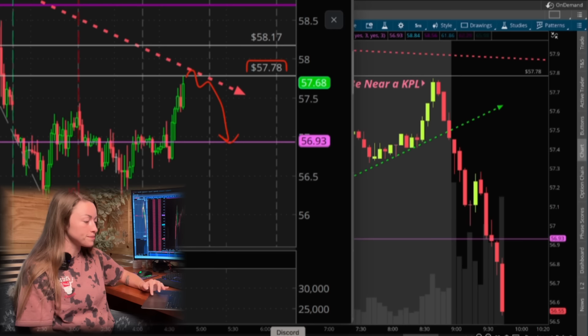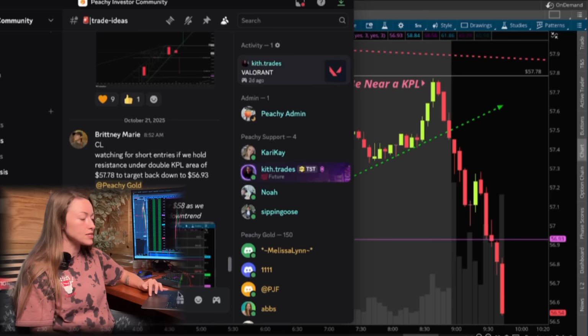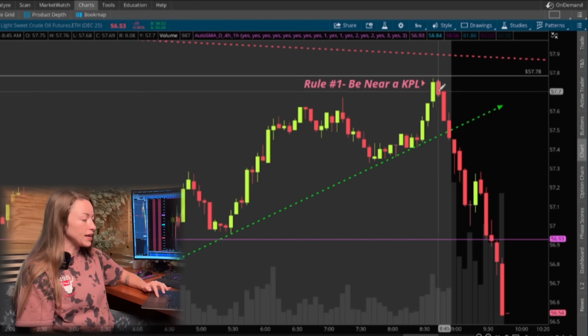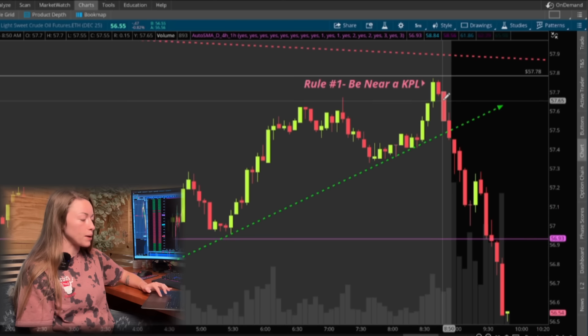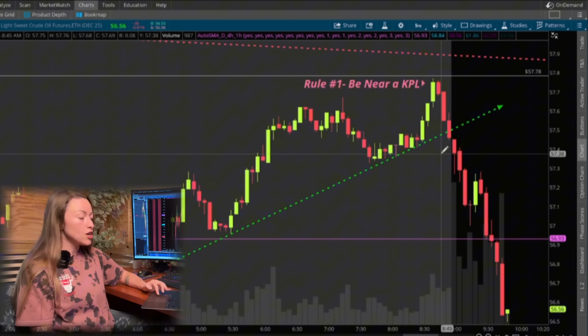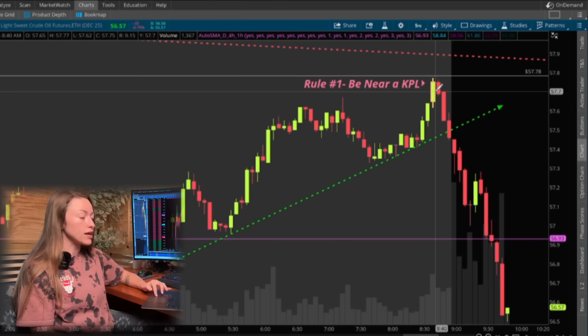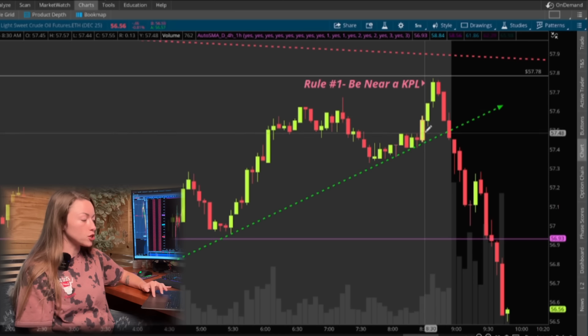One more time, you could see I pre-drew this level. Price was at 57.68 when I drew this. You could see when I posted this, it was 8:52 a.m. And at 8:52 a.m., we were right in this area before this large move down. So I already had this level predetermined on my chart. I saw the reaction and then I posted the trade idea. The reaction being we moved up into that level, near that level, and then started to see selling pressure off.